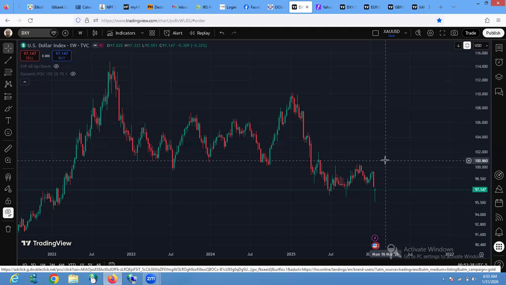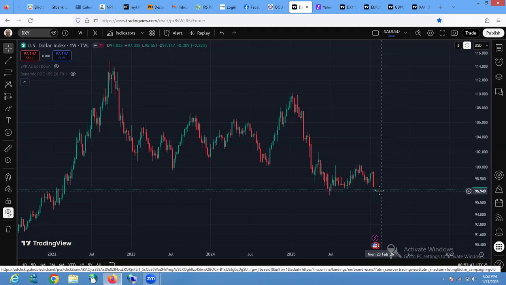Now, the second possibility is that this is just A, B, and a C. And if this is a C wave, is it completed?